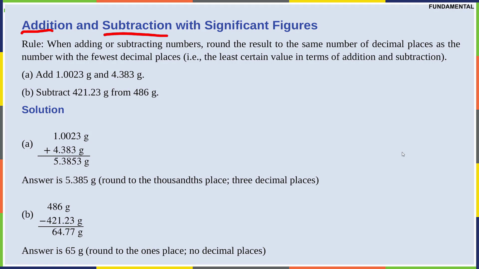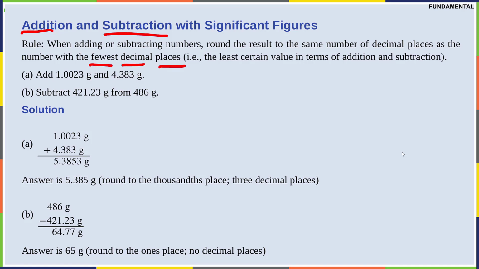Here's the rule. When you're adding or subtracting and you want to keep significant figures, which I'll just tell you, you have to at all times in every lab that we do, you round the result to the same number of decimal places as the original number with the fewest decimal places. So let me show you what that means.